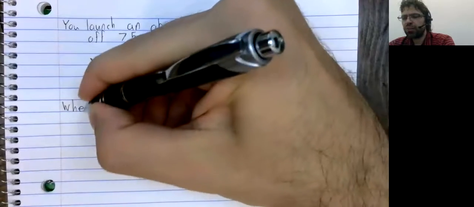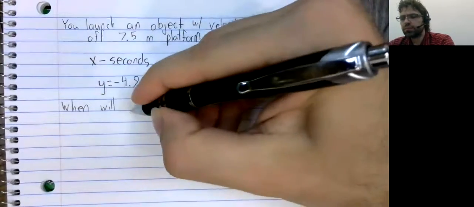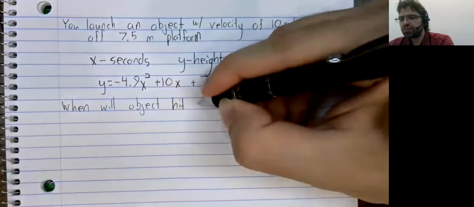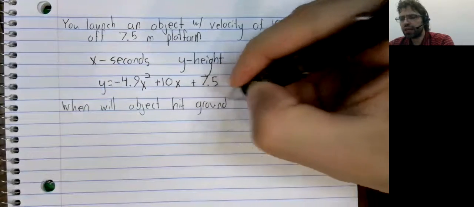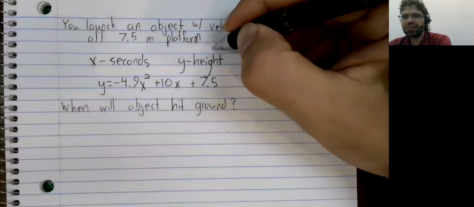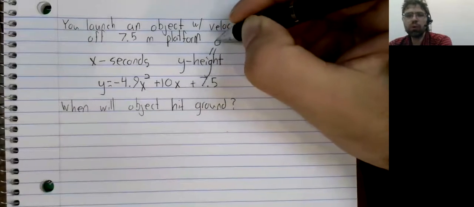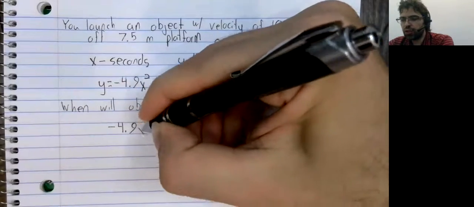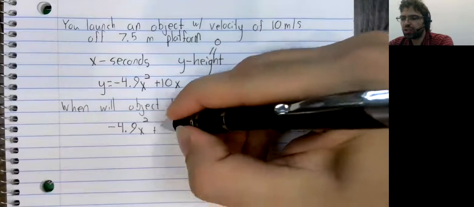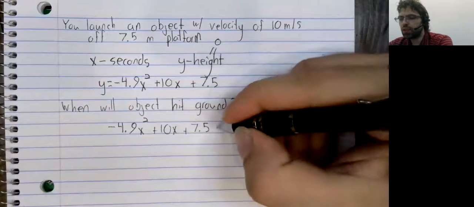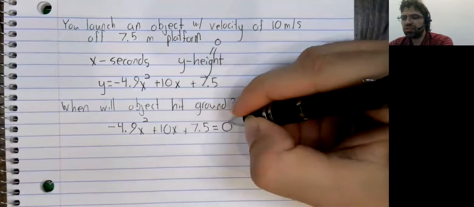And we ask, when will the object hit the ground? And we recognize that the object hits the ground when its height equals 0. So we set this height equation equal to 0.